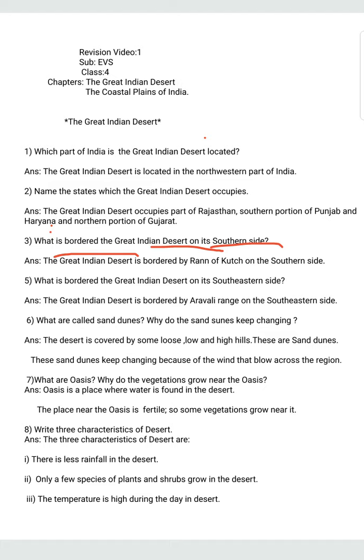The Great Indian Desert is bordered by the Run of Kutch on the southern side.